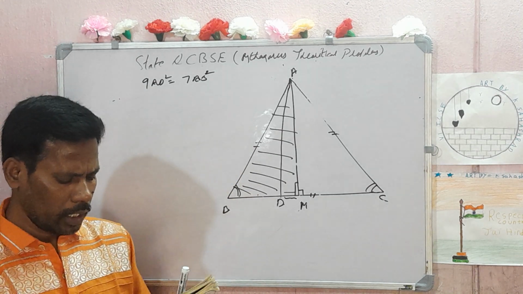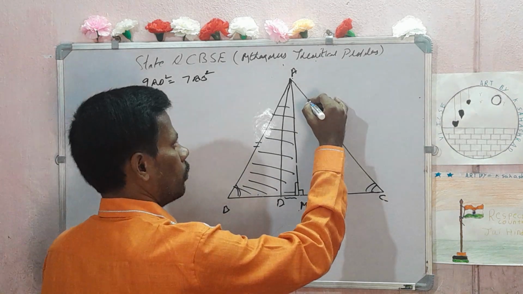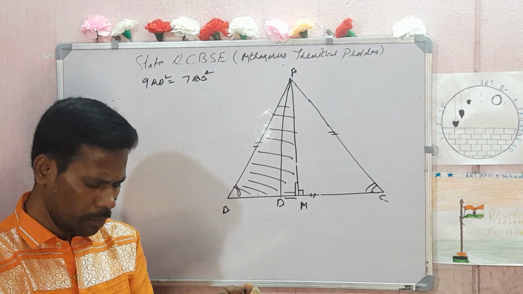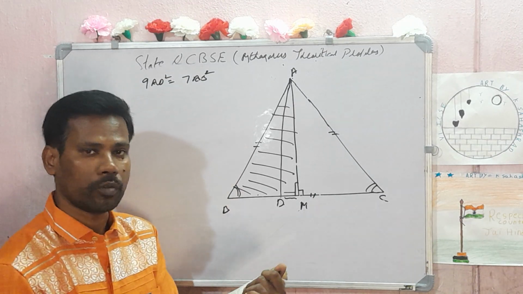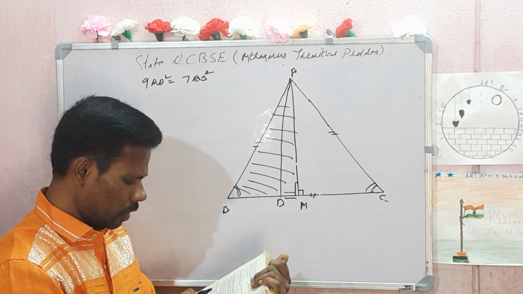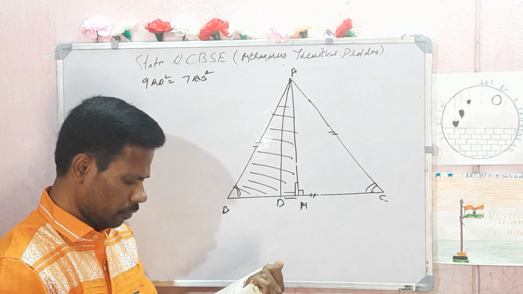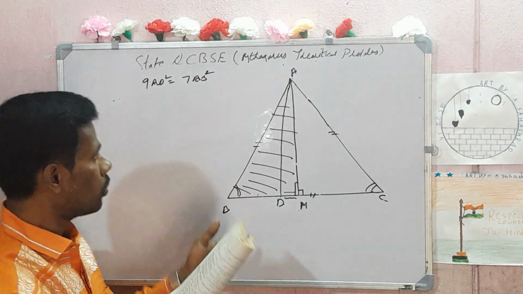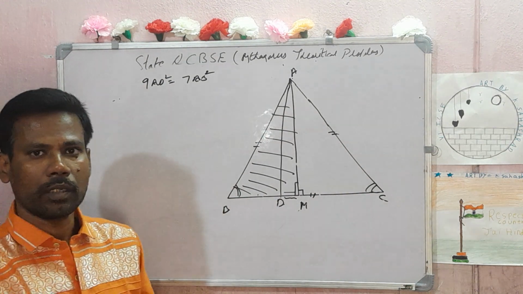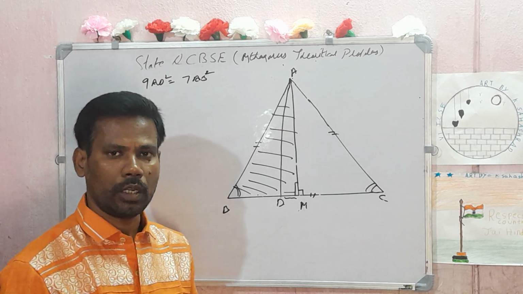In an equilateral triangle ABC, the side BC is trisected at D. Prove that 9AD square is equal to 7AB square. What is given? In an equilateral triangle, side BC is trisected at D. What do you mean by trisection? Dividing the line segment into 3 equal parts.